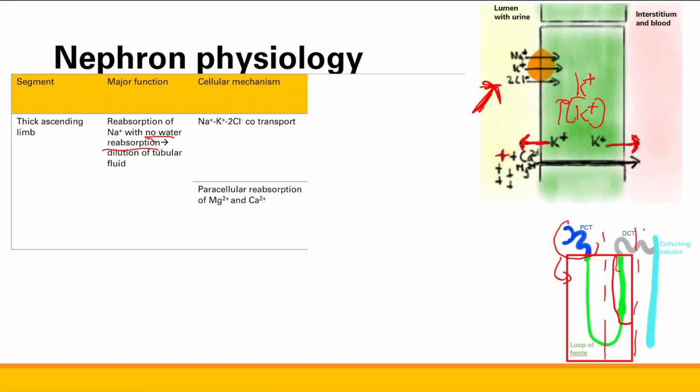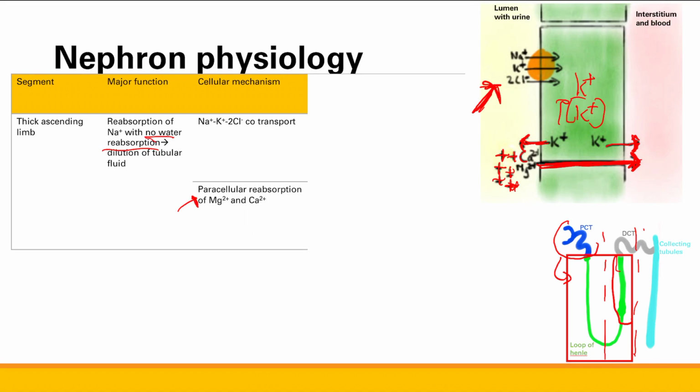And so both are going to happen, and so now you're going to actually have increased lumen potential. There's going to be increased positive lumen potential. And you have these calcium and magnesium positive ions here. They're not going to like this positive lumen potential, so that's going to drive them paracellularly into the interstitium and blood. So that's what this is, paracellular reabsorption of magnesium and calcium.